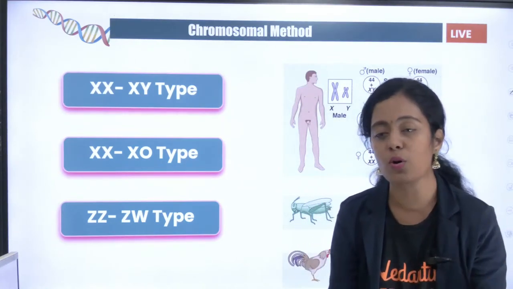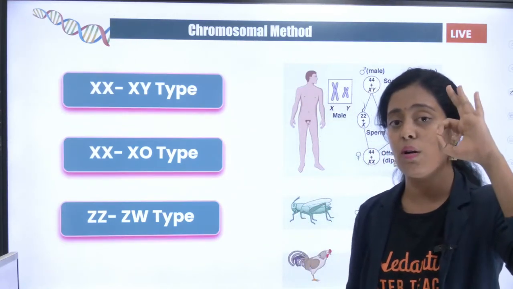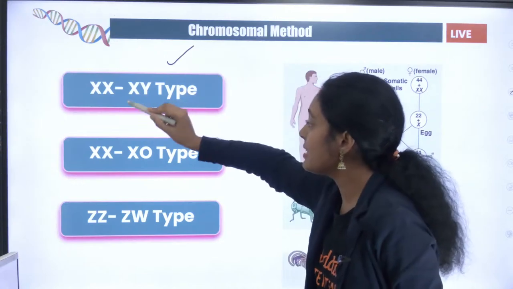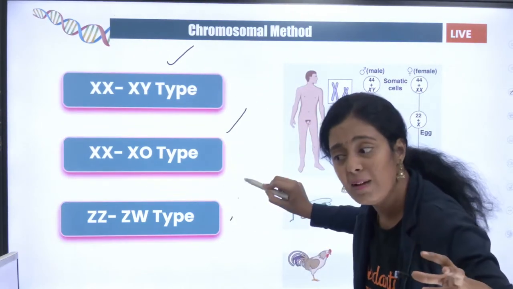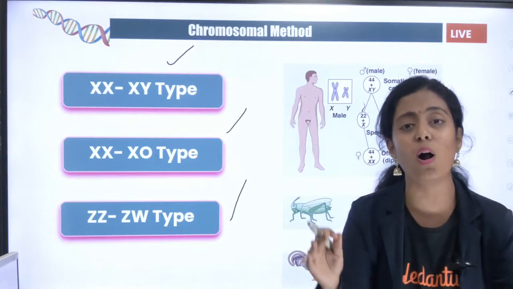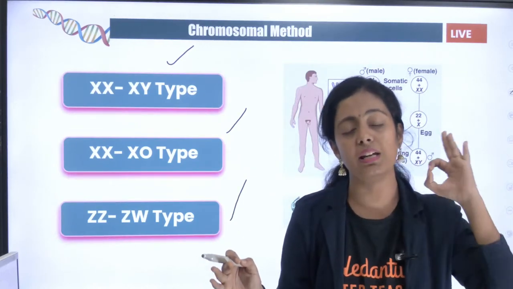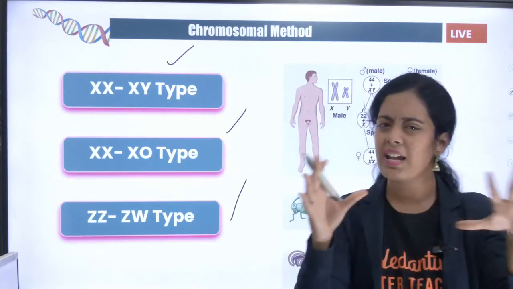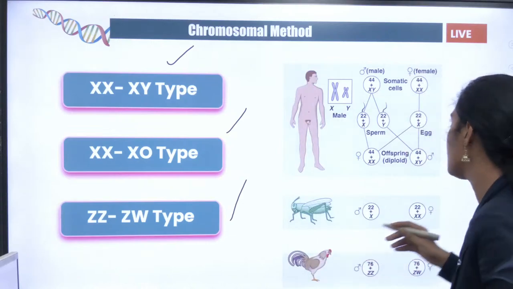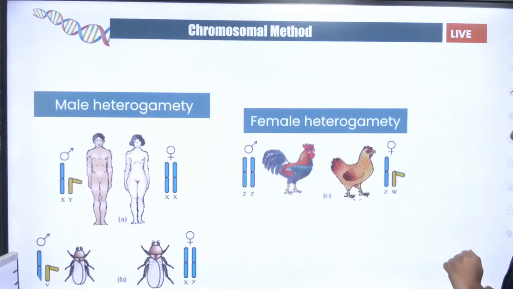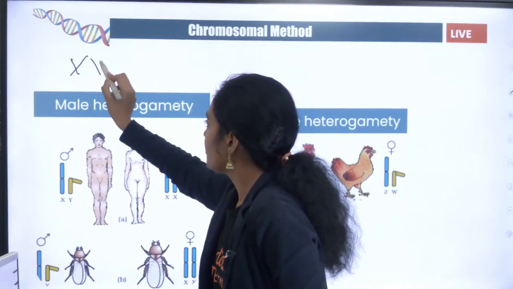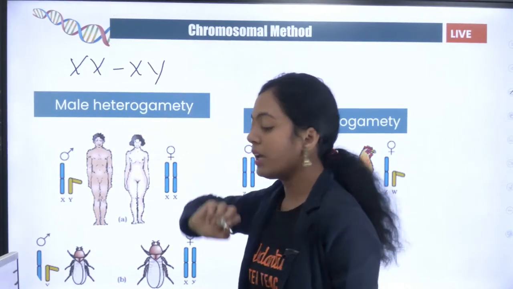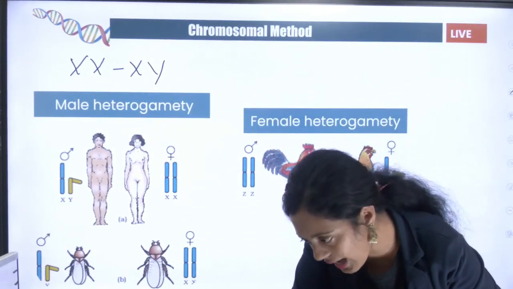So what is this chromosomal method of sex determination? You have 3 important types: XX-XY type, XX-XO type and ZZ-ZW type. So these are the 3 important types of sex determination in organisms, okay? Chromosomal methods. So first let's study one, okay? So let's talk about XX-XY type, okay?